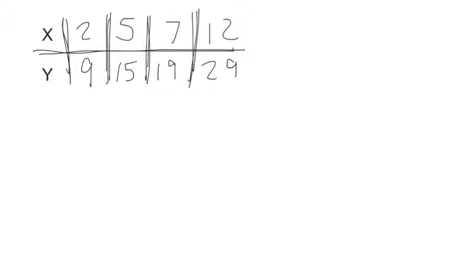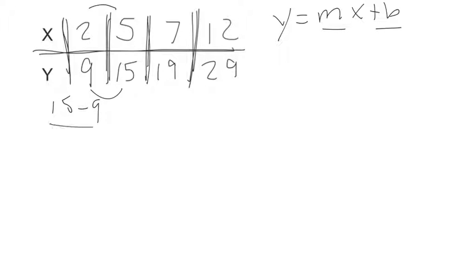This one's got some smaller numbers to work with here. We still work with the same thing. We have to find the m and b values to write the equation. To find the m, we're going to do the y minus y over x minus x. So I get 15 minus 9 over 5 minus 2, which in this case is going to give me 6 over 3, which reduces to 2. So my slope is 2.